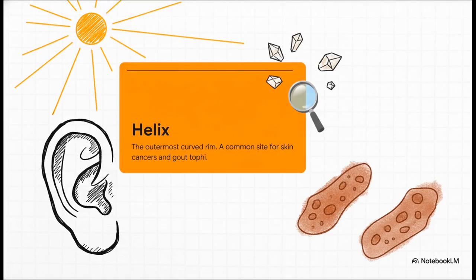That's the main curved rim on the outside of your ear. Now, because this part gets a ton of sun exposure, it's a super common spot for sun-related skin cancers. It's also a classic location for something called tophi, these chalky little deposits that are a telltale sign of gout.